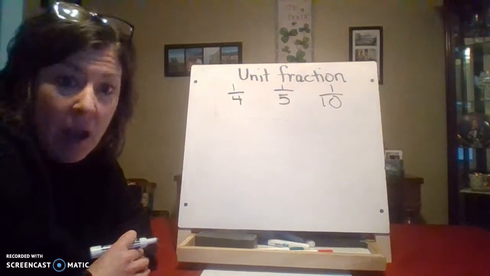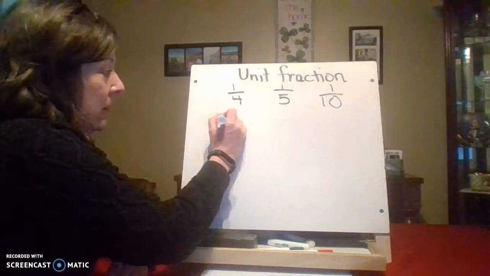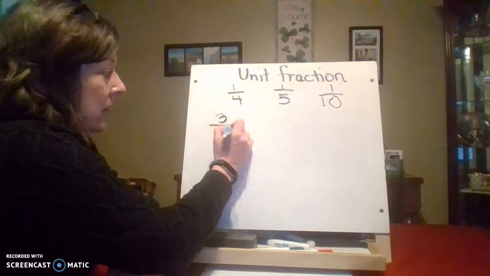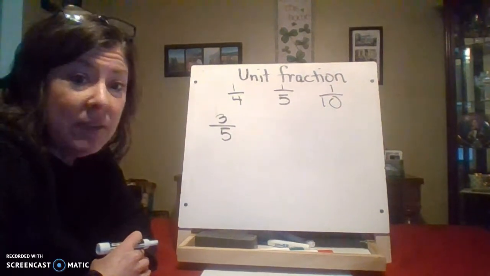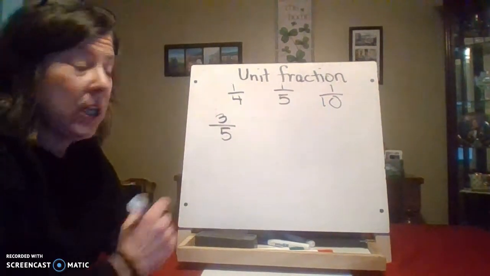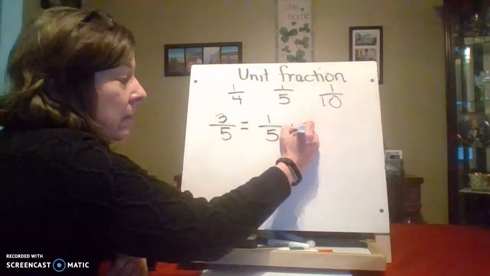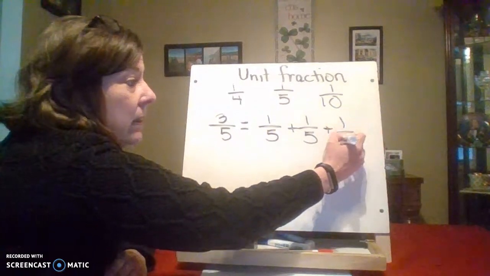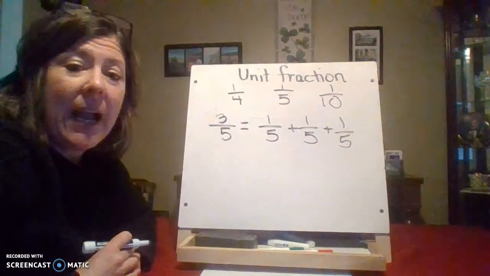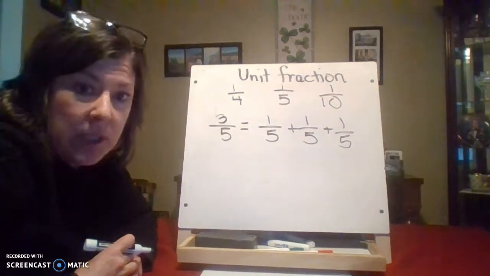Also, we have our sums of unit fractions. So if I were going to represent 3/5 as a sum of unit fractions, it would be 1/5 plus 1/5 plus 1/5. I have 3 copies of the 1/5. That's a word you'll see in Zearn.